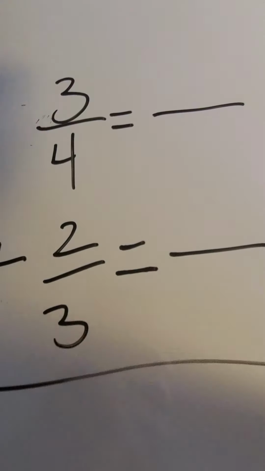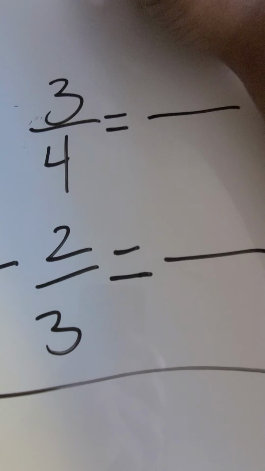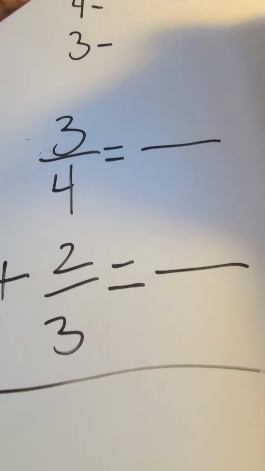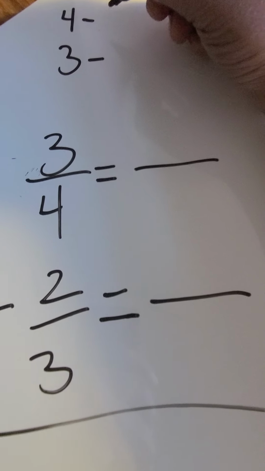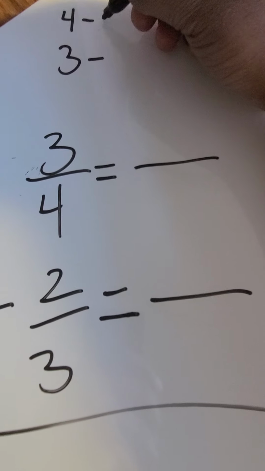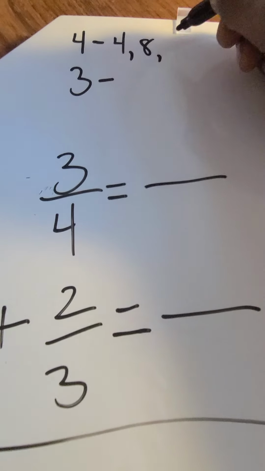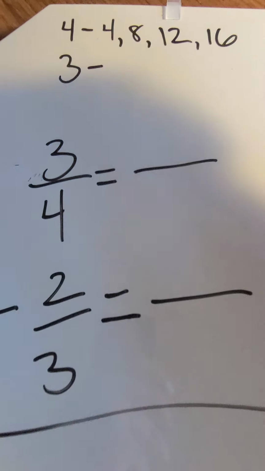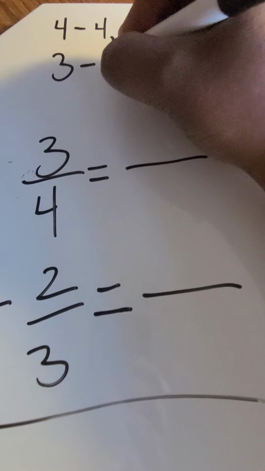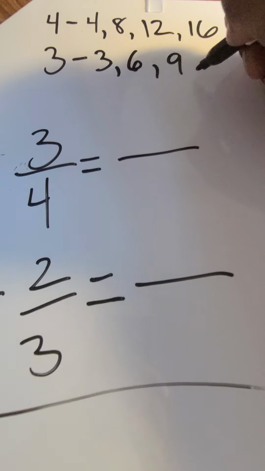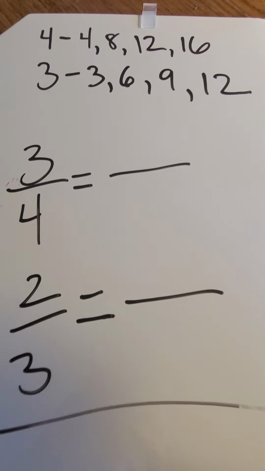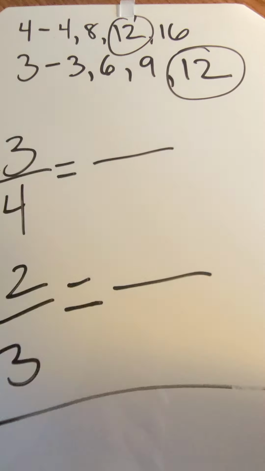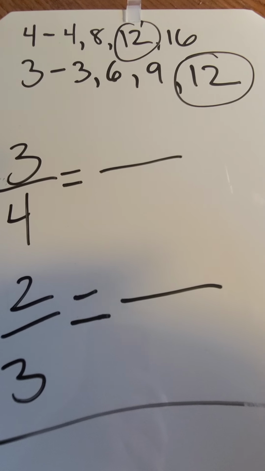Here's what I mean. So you have 4 and you have 3. Now, we're trying to find the LCM, the lowest common multiple. So let's go through all the multiples. We have 4, 8, 12, 16. I think that should be enough. Let's do 3 now. You have 3, 6, 9, 12. Okay, we can stop right there. And as we see, the lowest common multiple they have in common is 12.